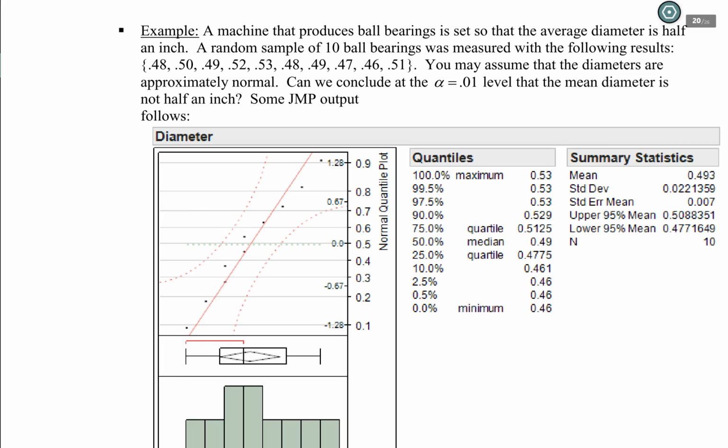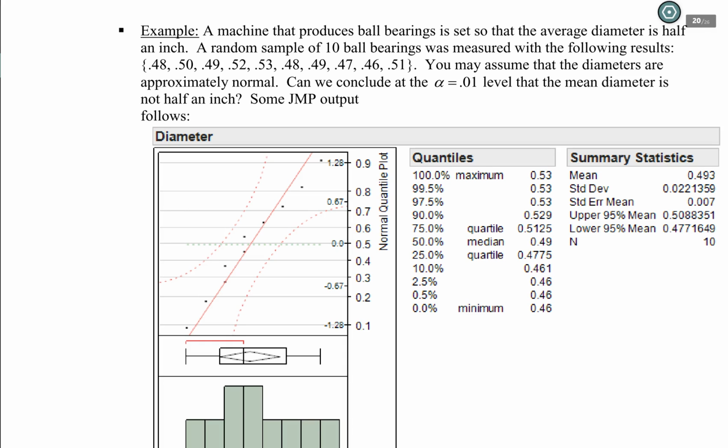Alright, so a machine that produces ball bearings is set so that the average diameter is 1/2 inch. Now, this is an important problem. If you've ever dealt with ball bearings in some sort of automotive application or some application where we have something spinning over a shaft, most popular now are those fidget spinners. They have ball bearings in them, and the ball bearings have to be of a certain size. If they're out of tolerance, then they're not usable. They're not going to do their job as well as they should.